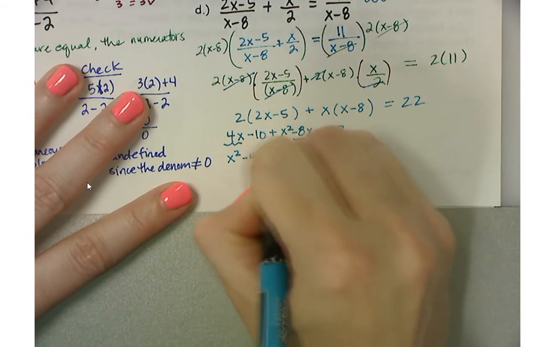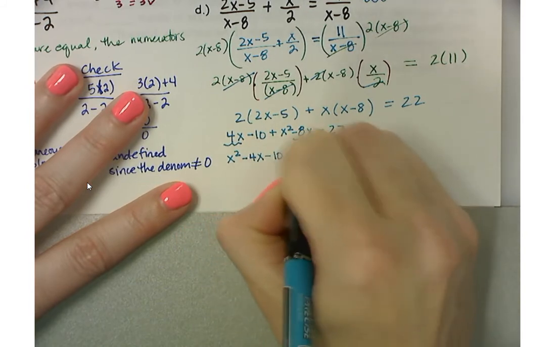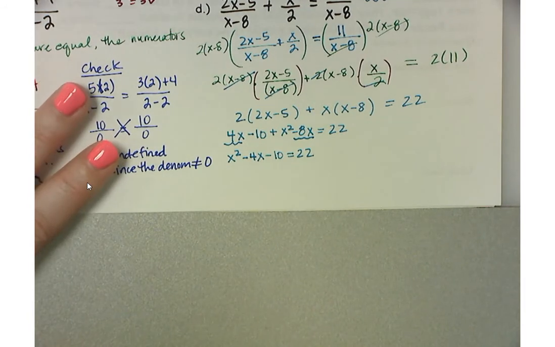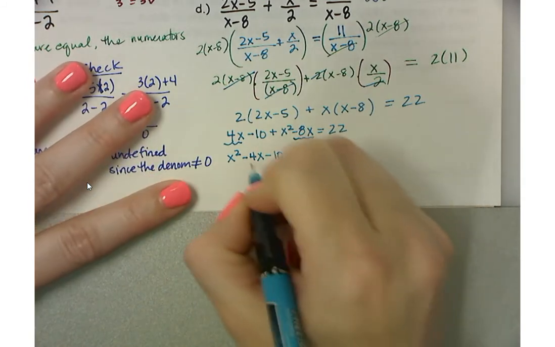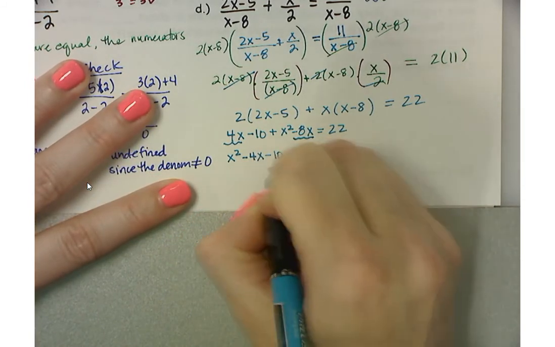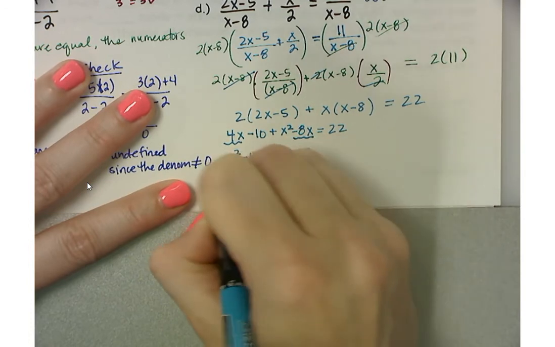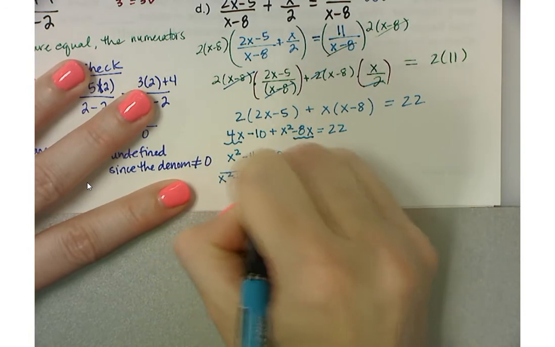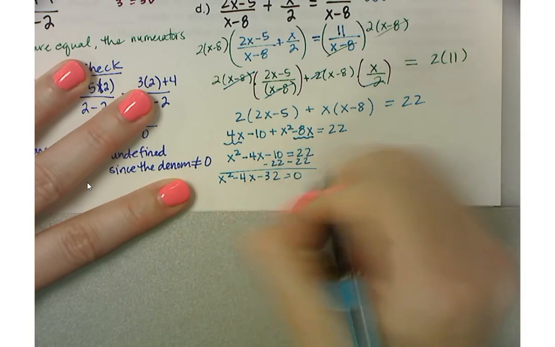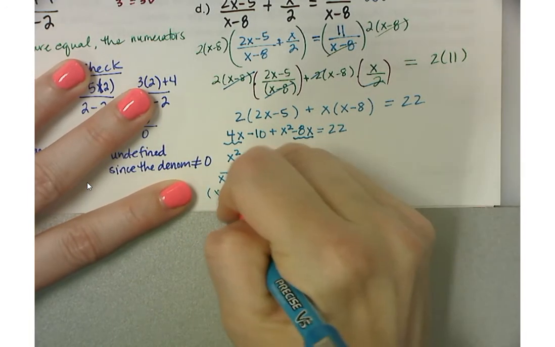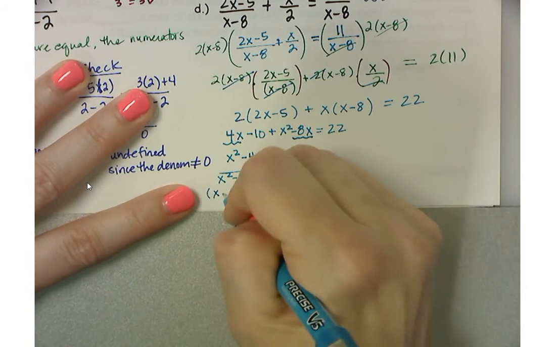Okay, so I know to get to 32 I could do 8 times 4. If I make the 8 negative and the 4 positive, it'll add to negative 4x. So then the two solutions I will get are x equals 8 or x equals negative 4. And then I'm going to check both of those.